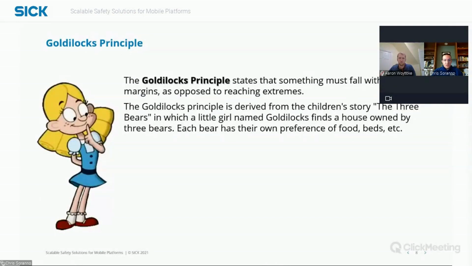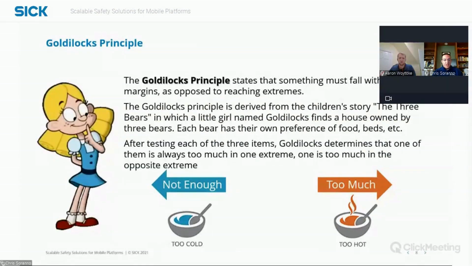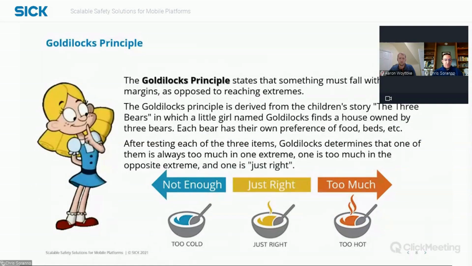Those of you familiar with the children's story of the three bears: Goldilocks finds her way into the house of the three bears, and as she starts to see what they have, their bed, their food, she sees that usually there's one that's too much, extreme one way, there's another in the opposite extreme that's not enough, and somewhere in the middle there's something that's just right. And what we want to try to do is apply this, right? Goldilocks had it right. Why do we have to settle for something that's too much in one extreme or the other, especially when we have alternatives that are now available with cutting edge technology and methodologies?